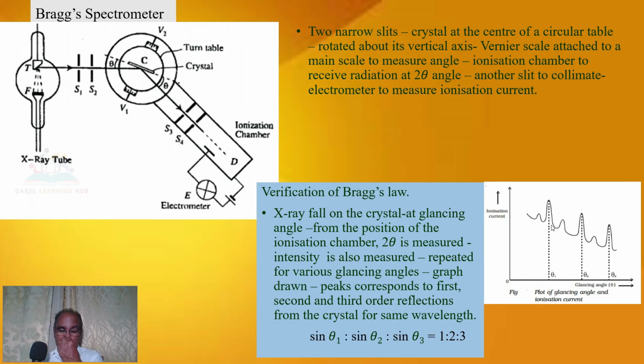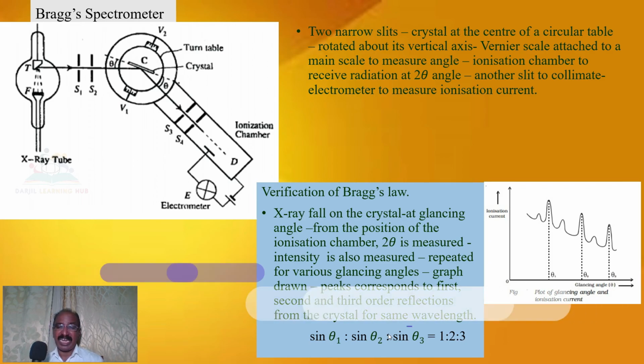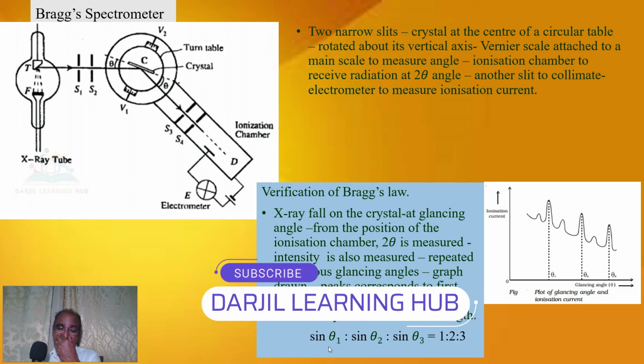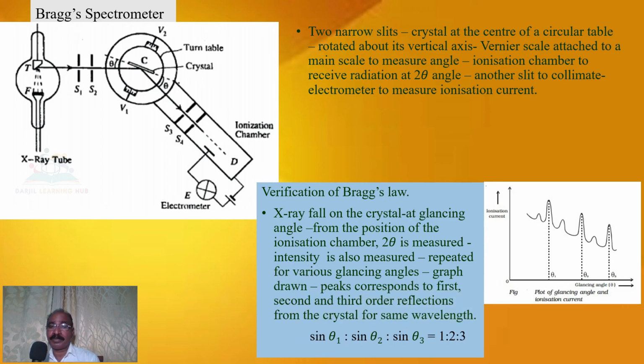of intensities at certain angles. From the graph, corresponding to the peaks, we measure theta 1, theta 2 and theta 3. And if we calculate the ratio sin theta 1 : sin theta 2 : sin theta 3, it is found to be 1 : 2 : 3. And that is our law. That is, this represents the first order, second order and third order intensity. That is, 2d sin theta equal to n lambda is verified.